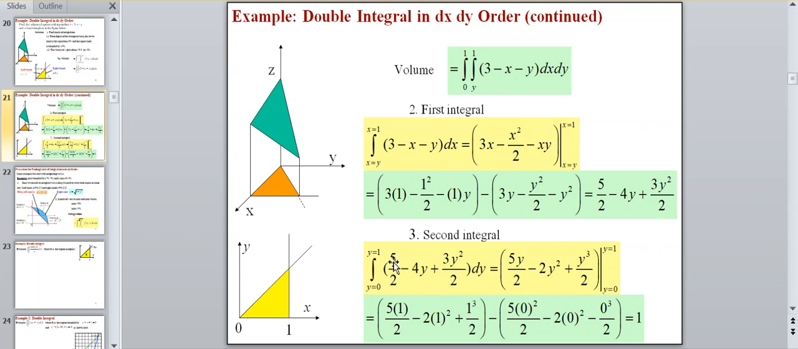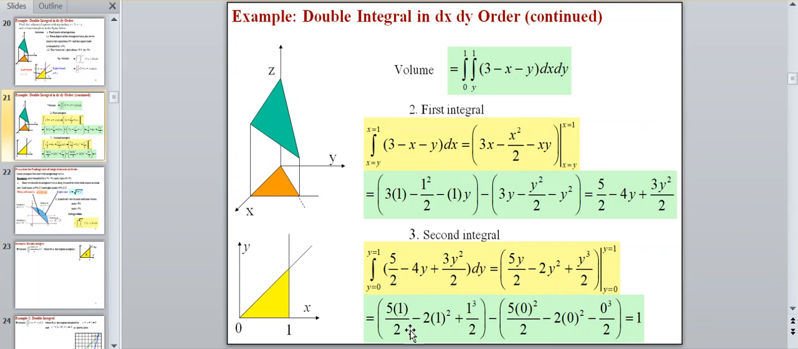So this time we are going to calculate this integral with respect to y. So the integral of 5/2 is 5y over 2, minus the integral of 4y, which is y squared divided by 2 times 4, becomes minus 2y squared, plus the integral of 3y squared over 2, which is 1/2 times y cubed. So when y is 1, we have 5 over 2 minus 2 plus 1/2. When y is 0, this term is completely 0.